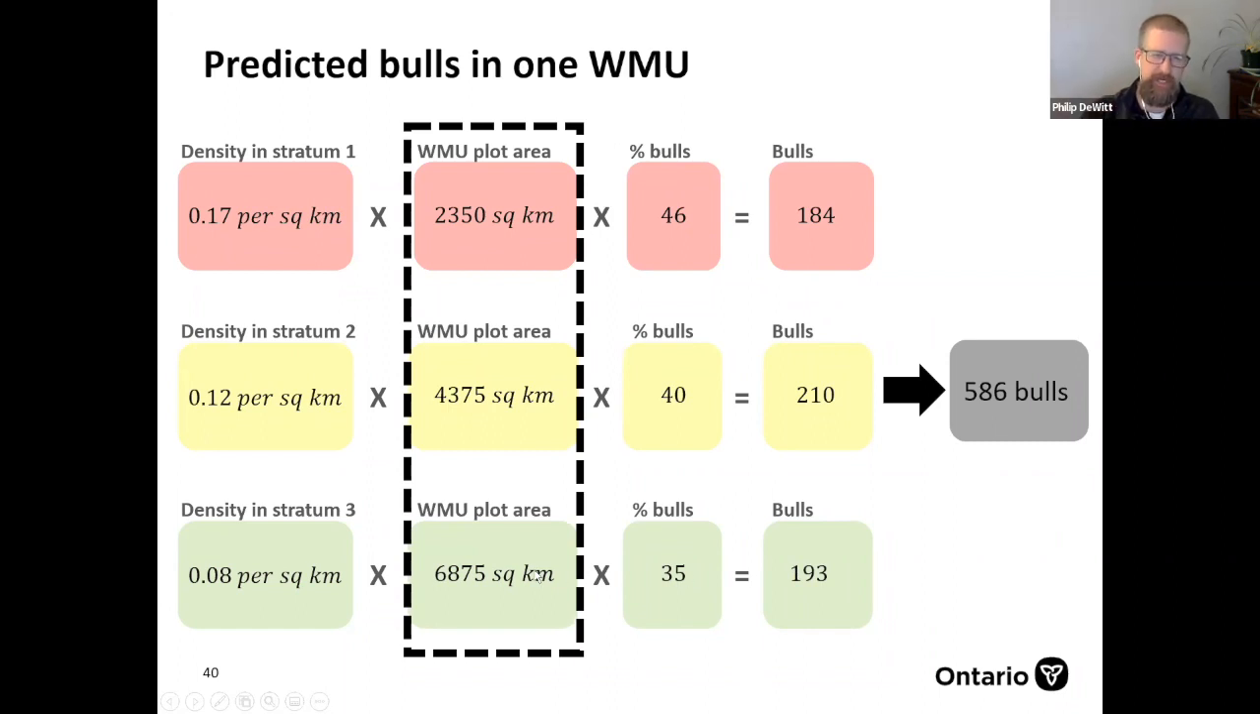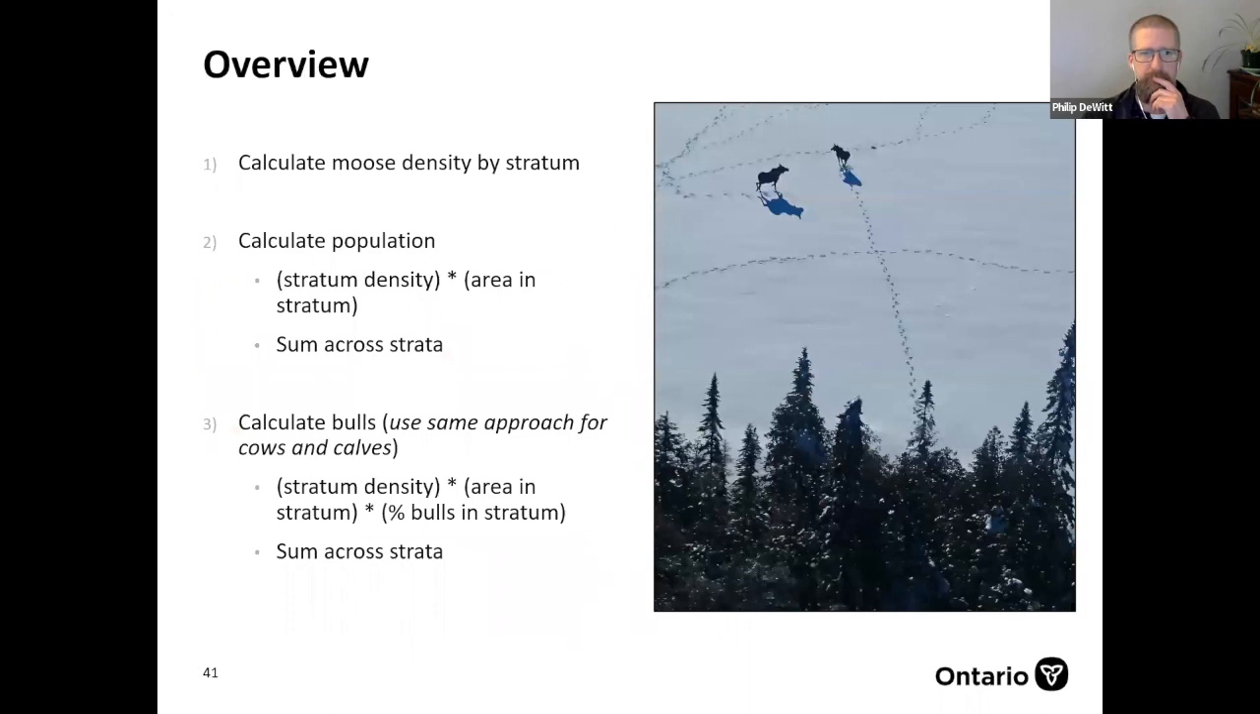And the reason, just quickly, that we have a percent bulls for each one of these strata is there's evidence throughout North America that bulls, cows, and calves will use different habitats and locate themselves in different densities. And so oftentimes we wouldn't expect that the proportion or percent of bulls would be equal in different density strata. So we separate those out in our multiplication. So we account for how bulls distribute themselves differently than cows.